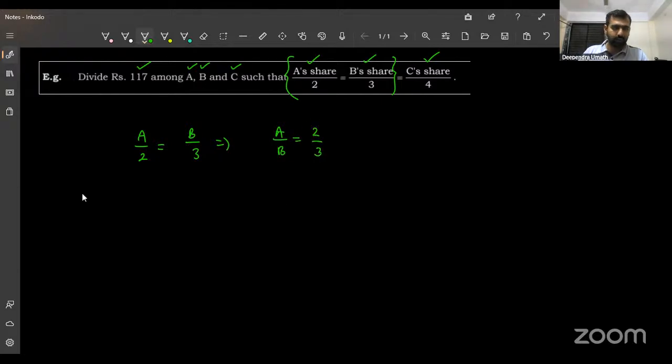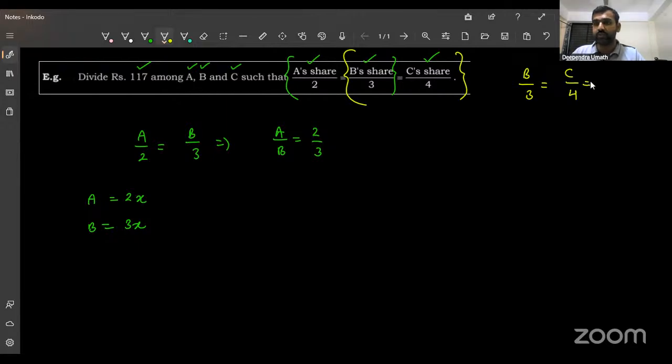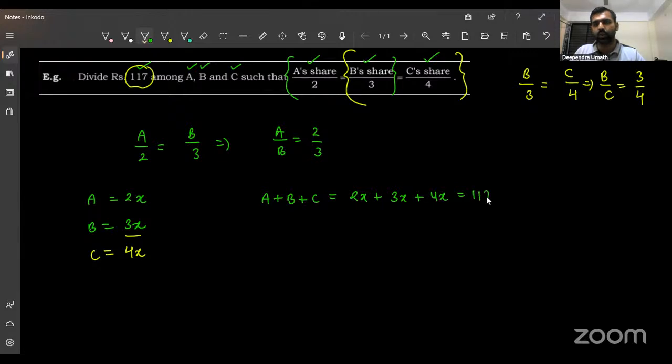So one of the methods would be that let's say A's share is 2x and B's share is 3x. Similarly, if I now look at these two parts, B share upon 3 is equal to C share upon 4, which will give you that B upon C is 3:4, which means if B is getting 3x, C is supposed to get 4x. I am told that this amount is actually 117 rupees. So the amount which is getting distributed among A, B, and C is A's share, which is 2x, B's share, which is 3x, and C's share, which is 4x, is nothing but how much? 117.